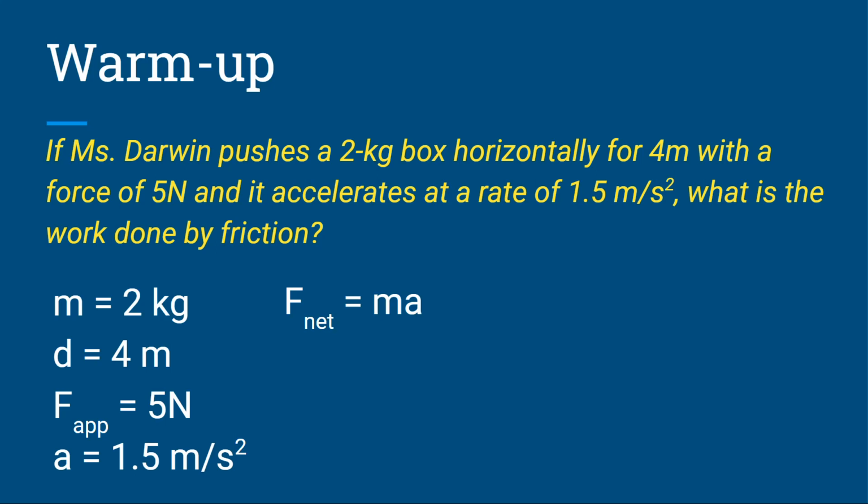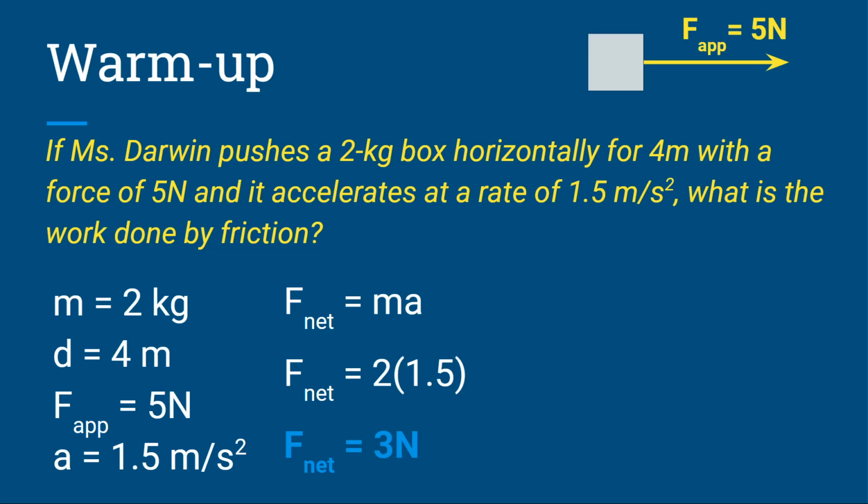Okay, so we are going to use F net equals ma to determine the net force, and if we determine the net force, because we already know the applied force, we can find the force of friction, and then we can go and solve for the work done by friction. Okay, so the net force is going to be the mass, which is 2 kilograms, times the acceleration, which is 1.5 meters per second squared, giving us a net force of 3 newtons. Again, this is not your force of friction. This is the total force acting on this box.